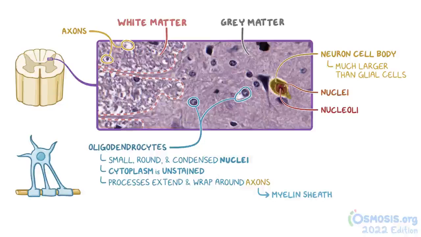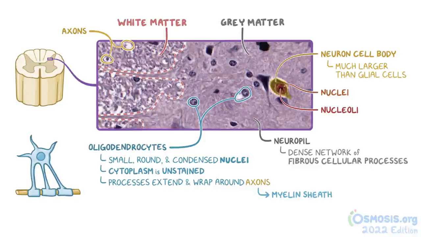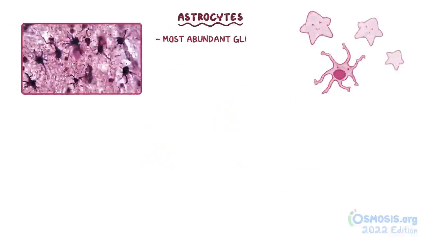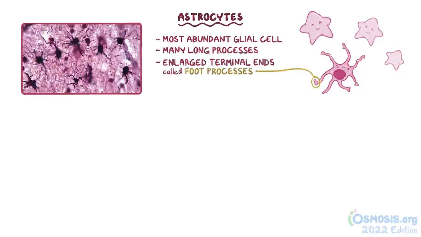The gray matter surrounding all the cells is called the neuropil, which consists of a dense network of fibrous cellular branches or processes from glial cells and neurons. In the CNS, the star-shaped astrocytes are the most abundant type of glial cell. They have many long processes that extend in all directions from their cell body. Many of the processes have enlarged terminal ends called foot processes, which surround capillaries as part of the blood-brain barrier. The foot processes help induce and maintain the formation of tight junctions between endothelial cells.